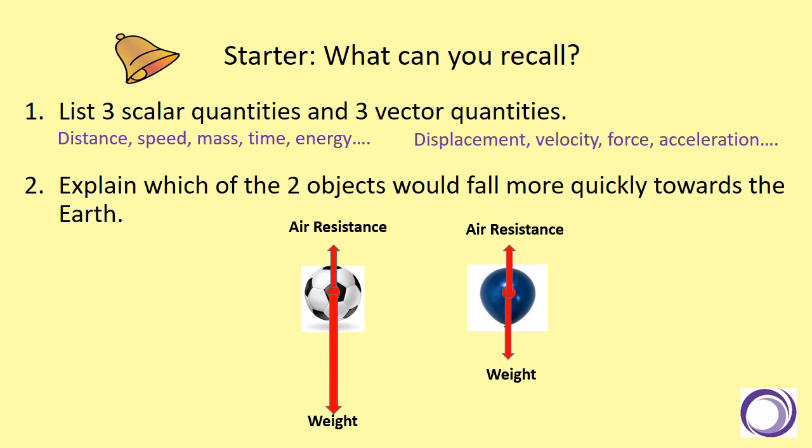What you've got to remember though is if we didn't have the weight bigger than the air resistance on the balloon to start with, it wouldn't actually start moving at all. It would stay as it is. So you've got to have a greater force down than up for it to accelerate down towards the ground.